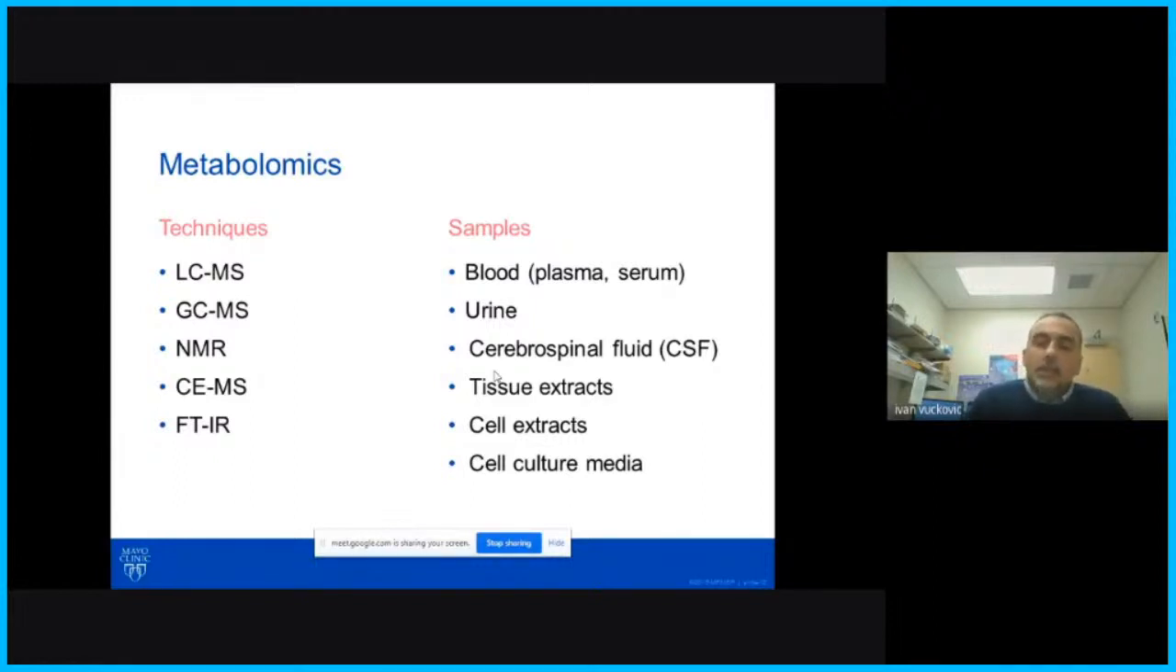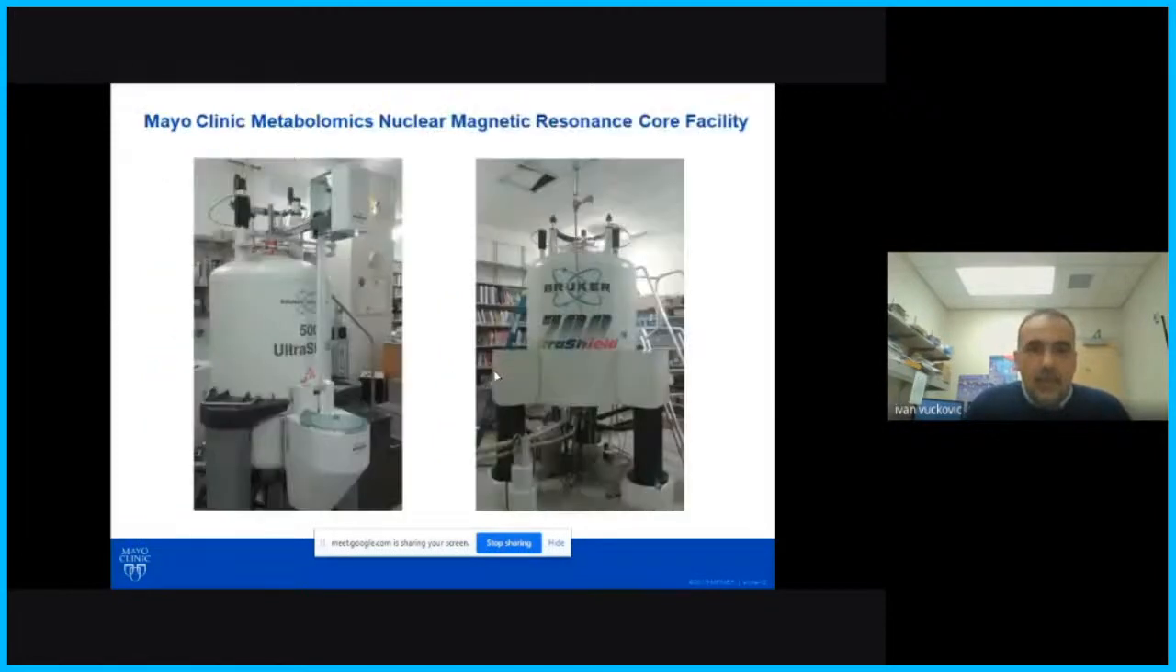Most widely used are blood as such, or blood-produced plasma or serum, urine, cerebrospinal fluid. You can prepare different tissue or cell extracts. You can use cell culture media. You can use saliva, like breath condensate. But today we will focus on NMR as a technique and urine as a sample, just to have a more focused discussion.